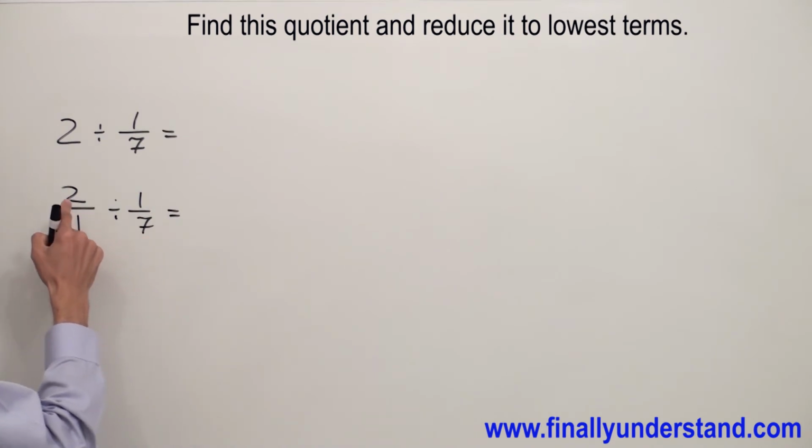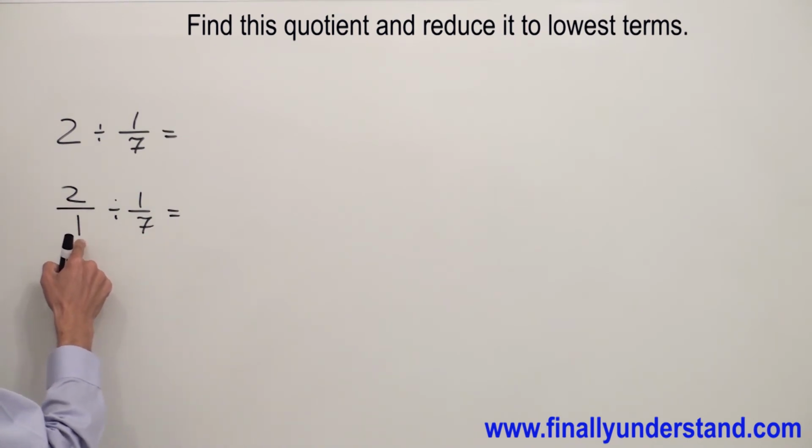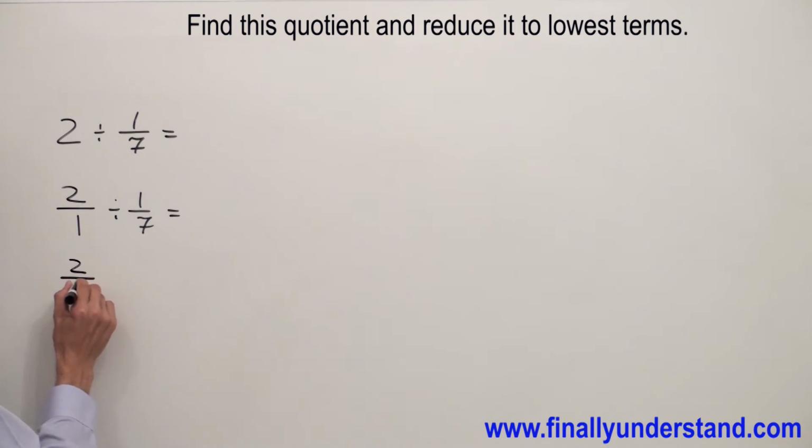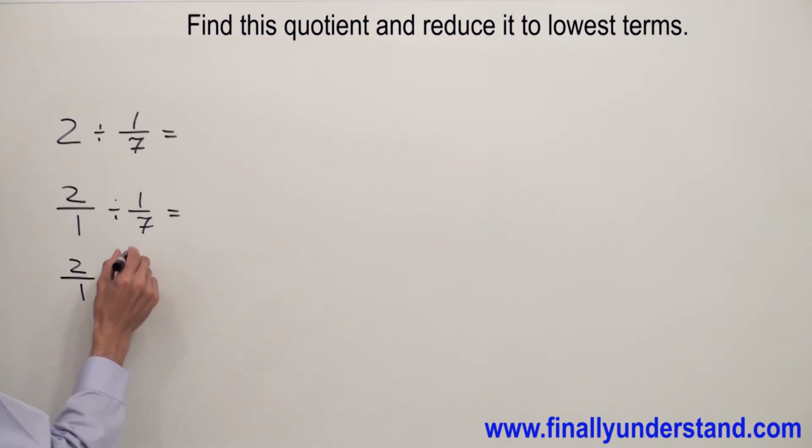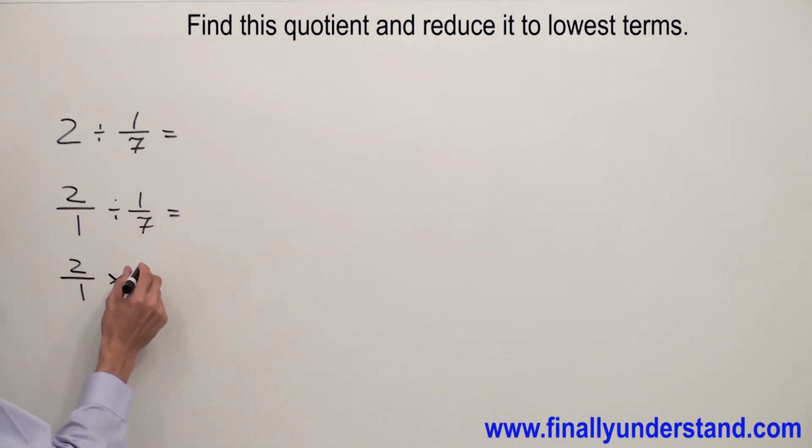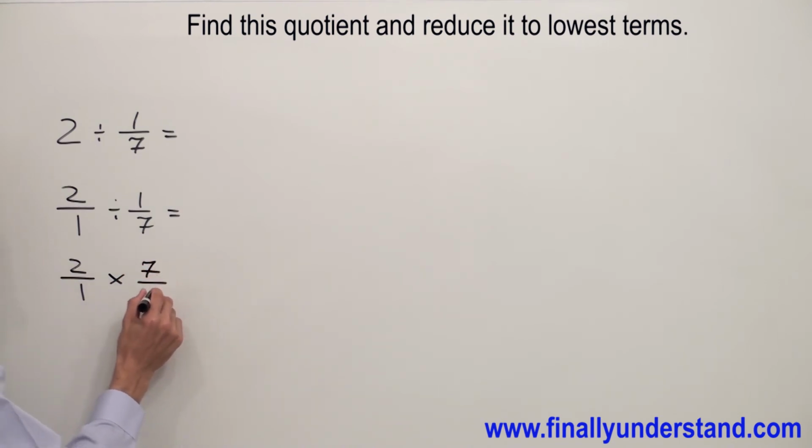Remember the rule: the first fraction has to be copied down. So I have 2 over 1. Division has to be changed to multiplication, and the second fraction has to be flipped upside down. You have to find the reciprocal of the second fraction, which is 7 over 1.